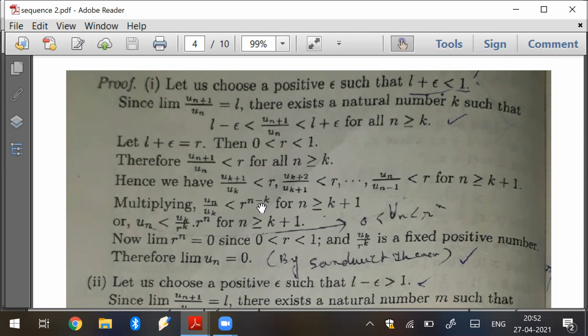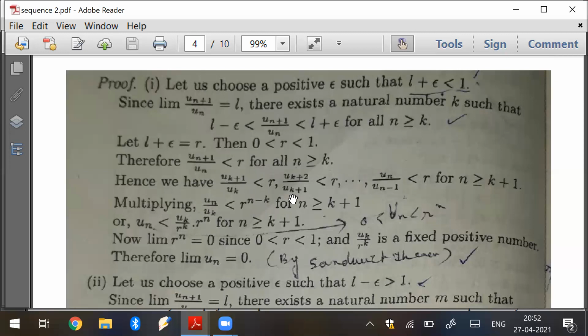Okay. So I put n equal to k plus 1, k plus 2, up to n minus 1. So here I am getting n minus k terms. N minus k times I am taking this inequality, so r to the power n minus k. Okay. And what is happening on this side? I am just multiplying this one with this one with this one like this.